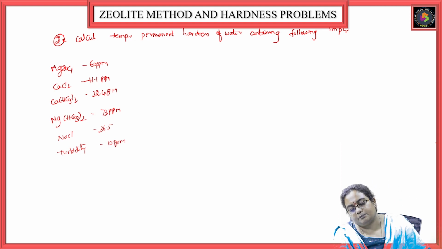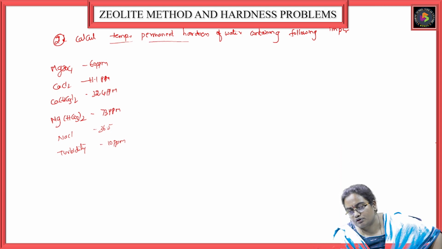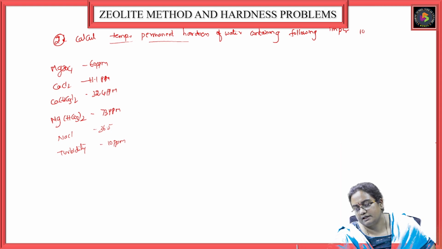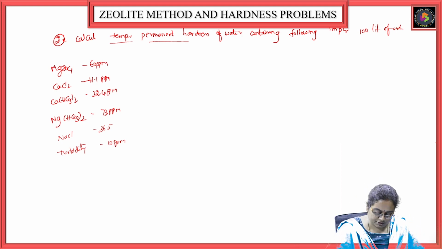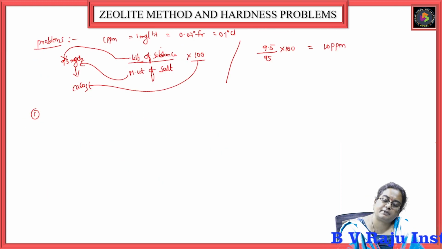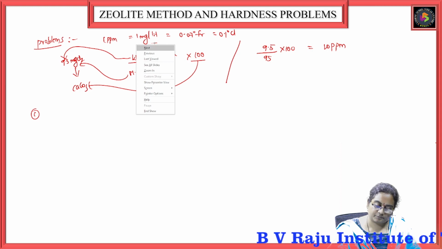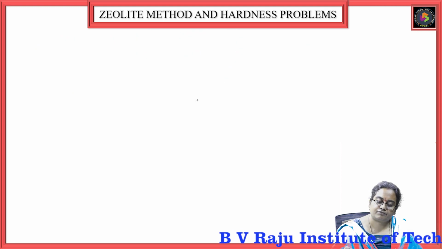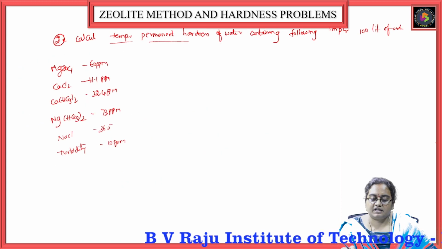We need to calculate temporary and permanent hardness. That's it. Very simple. And we need to calculate it for 100 liters of water. This is for 1 liter. So we already discussed that 1 ppm is equal to 1 milligram per liter. But we need to calculate it for 100 liters.